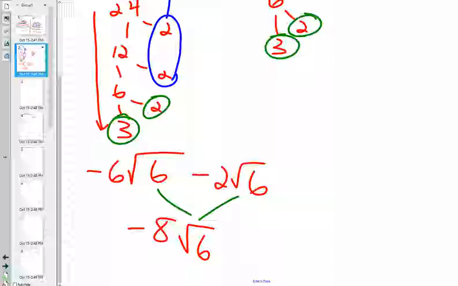It stayed on the inside. 2 times 3 is 6. That 3 and that 2 became this 6 on the inside. This 2 and this 3 just stayed as the 6 on the inside, because I didn't have enough to pair up.